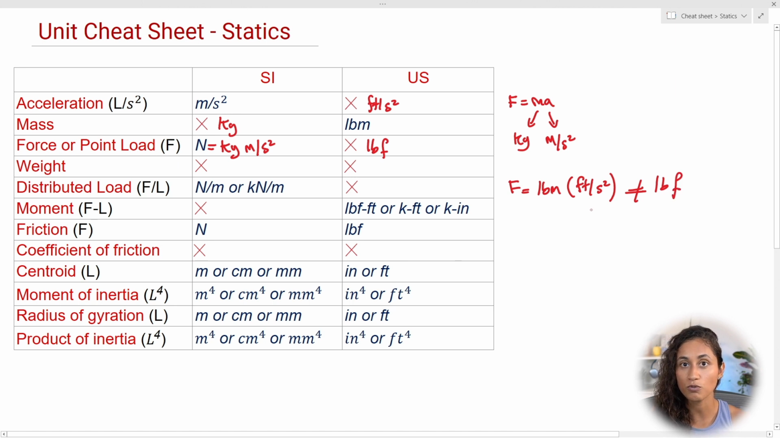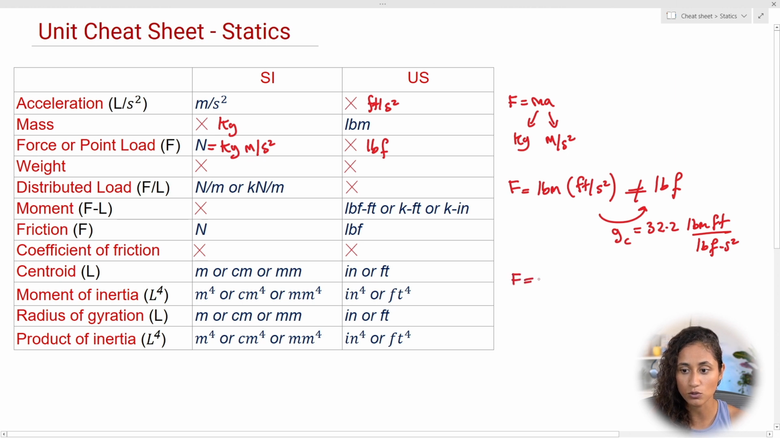So when we try to go from pound mass feet per second squared to pound force, what we need to do is use the constant gc. Now gc is equal to 32.2 pound mass feet divided by pound force seconds squared. Now let's plug this into the equation, and you guys will see how the units cancel and how we are going to have pound force as a unit, which is the unit of force.